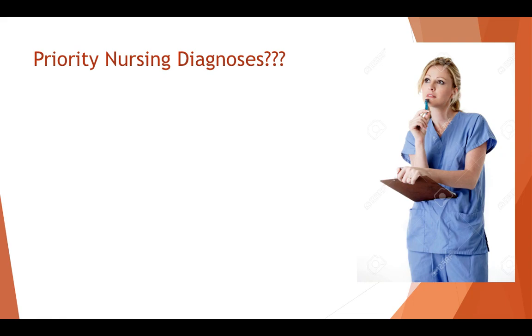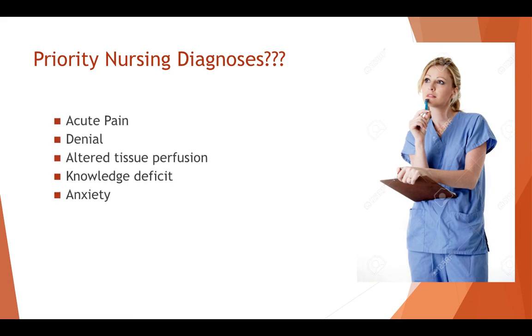And what are some of your priority nursing diagnoses? Acute pain is your priority, so managing that chest pain. They might be in denial. They are going to have altered tissue perfusion because of the decreased oxygenation. They might have a knowledge deficit as to what happened and how they can take care of themselves. And psychosocial would be anxiety. They're really going to be anxious. They don't want some of these events to happen again. They're going to want to get extra support. So those are your priority nursing diagnoses.